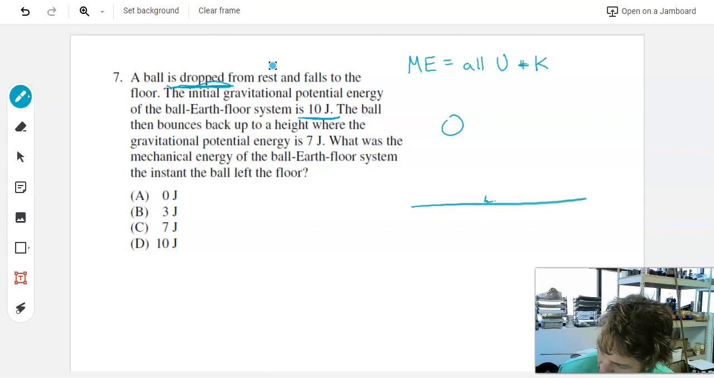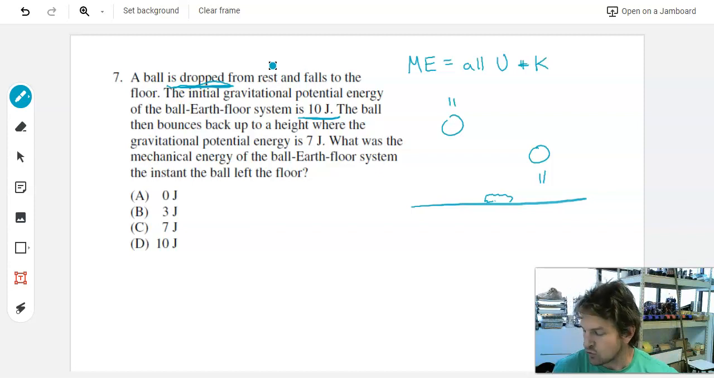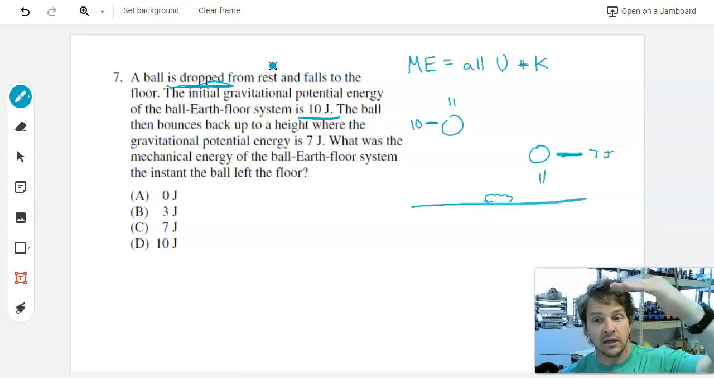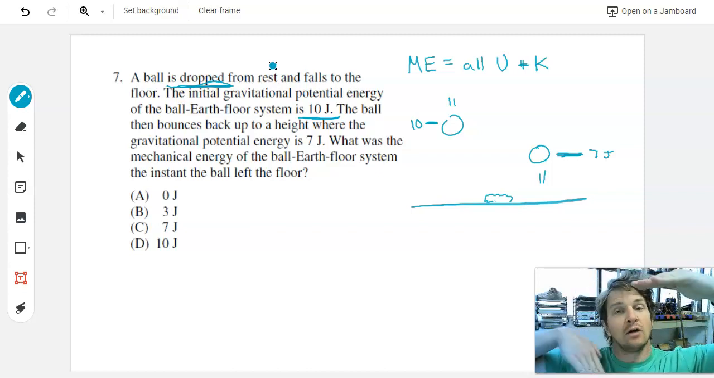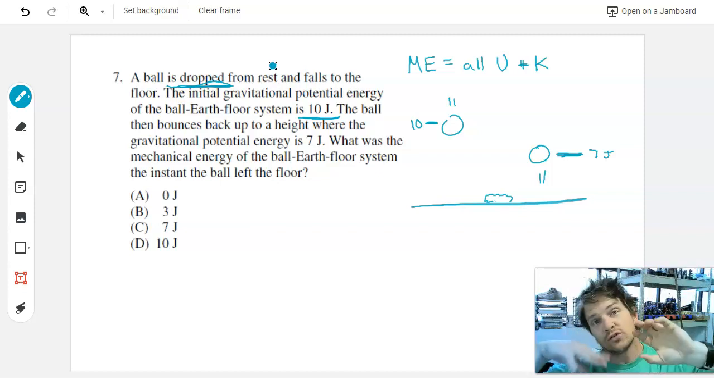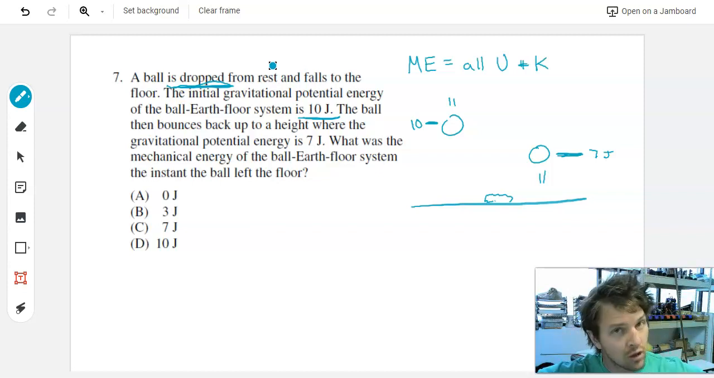It gets dropped to the floor, the ball hits the floor, and then bounces up only as high as 7 joules will allow it to go. Now, if you're trying to figure out where those 3 joules of energy went, you are doing it wrong. You're overthinking this, because all you need to know is it started with 10. When it bounced and came back up, it only had 7 joules of energy. So it lost 3.